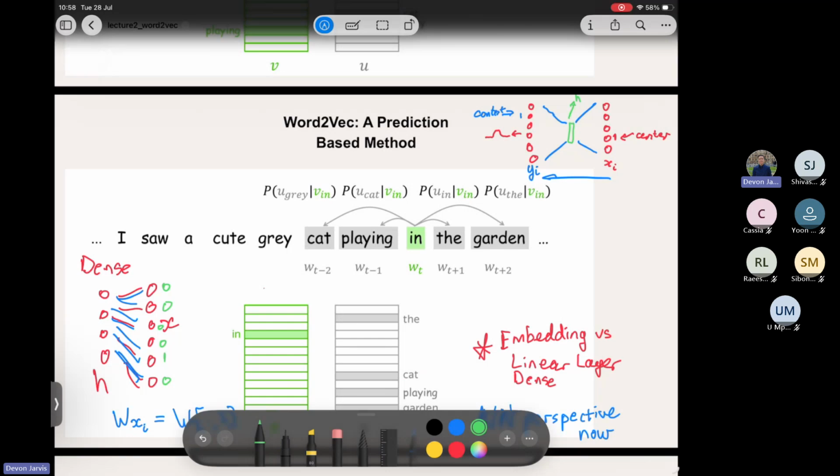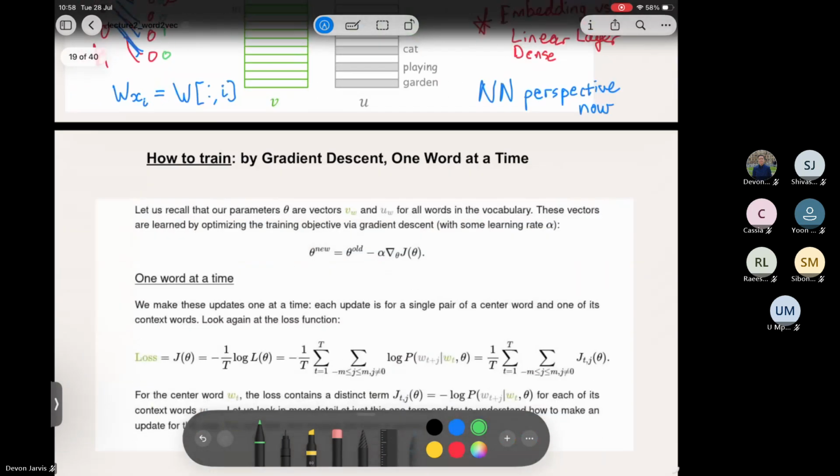Like a linear autoencoder, because you're going from focal word to context word. But you're still classifying over your dictionary, right? So that's where the softmax comes in the architecture.